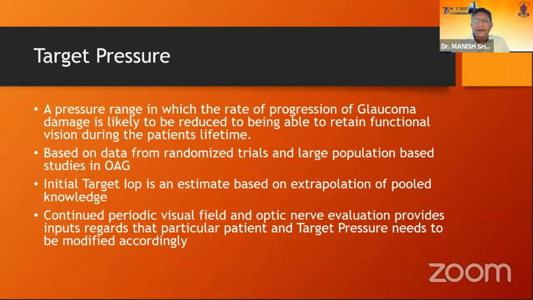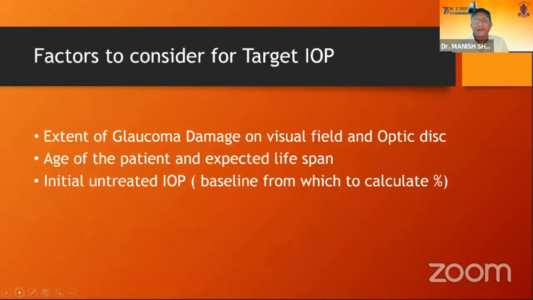And we are going to depend on data from randomized trials and large population-based studies of open angle glaucoma and arrive at an initial target IOP, which is an estimate extrapolated from all this pooled knowledge. Then we are going to continuously evaluate the visual field and optic nerve, get the individual progression rate of that patient, and then modify our initial estimate.